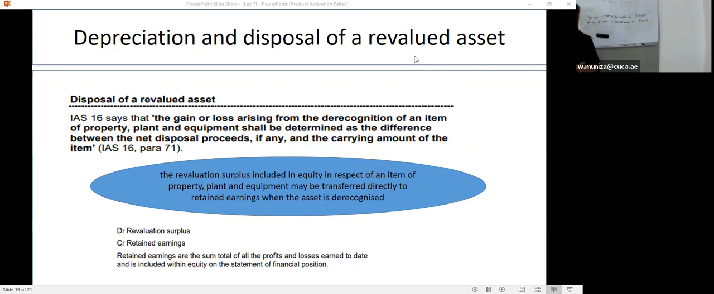Together with the extra point that whenever the asset has been revalued, all of the amount which has been accumulated for that asset in the revaluation surplus is also going to expire. We are going to de-recognize that revalued amount also.